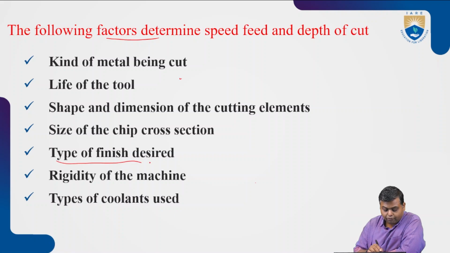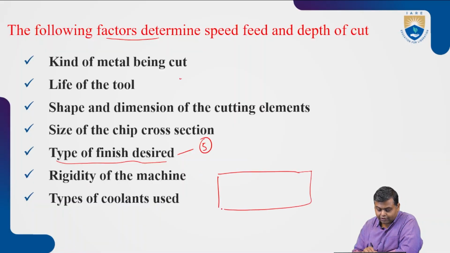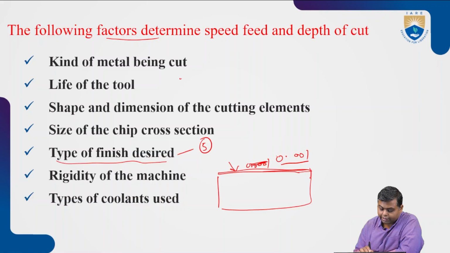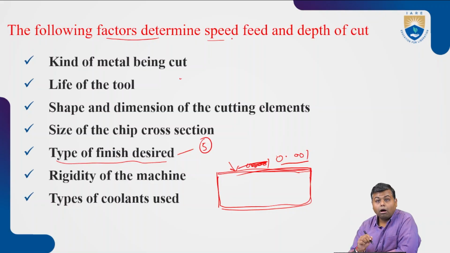Next, the type of the finish desired. So, finish comes under the fifth factor. For some parts, it might be necessary to get a proper finish up to some microns. If 1 micron is the surface finish that I require, machining to that 1 micron is not very simple. It depends upon the factors compounding for the machining process.